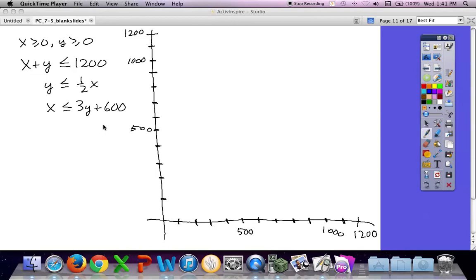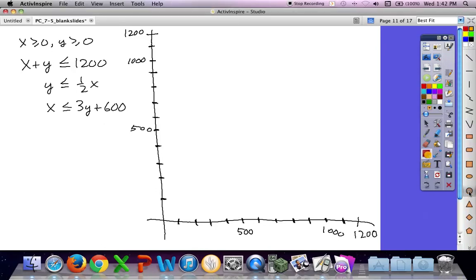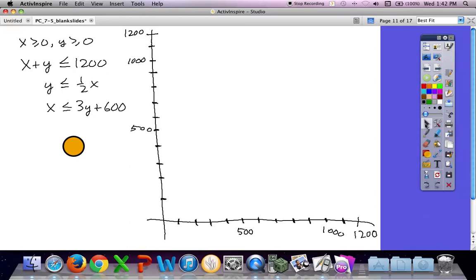Okay, now we need to graph these. The first one, again, if I do my little trick here with shapes, we're going to use a circle. I'm going to draw my circle over here. That's what I'll use to cover up the x and the y if it's useful. And it's actually not that useful in this case. But if I cover up the y, then x equals 1200. If I cover up the x, then y equals 1200.